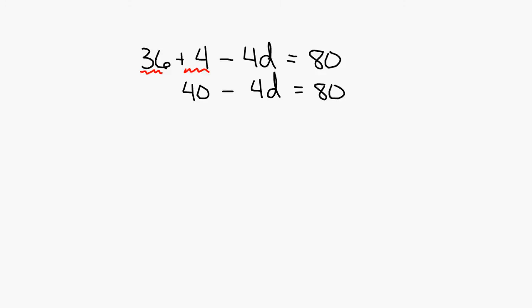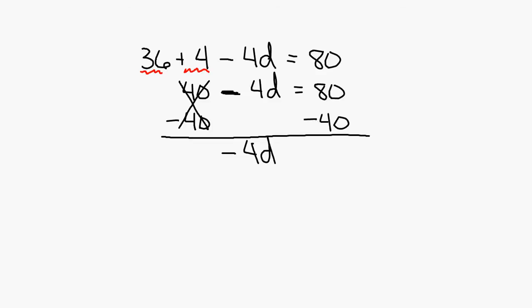Exactly. Then you do what you've been doing. In this case, you would subtract 40 next. The 40's would cancel out on the left. Please remember the negative sign. So negative 4d is going to equal 40. Then you would divide both sides by negative 4. The negative 4's would cancel, and d would be equal to negative 10.